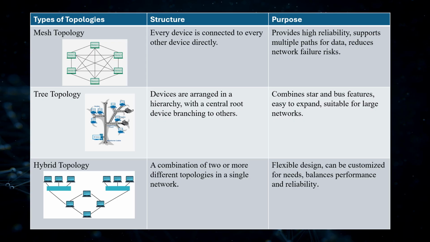Tree topology. Devices are arranged like a tree, combining star and bus layouts. It is easy to manage in large networks. Hybrid topology. A mix of two or more topologies taking the strengths of each for flexibility and performance.